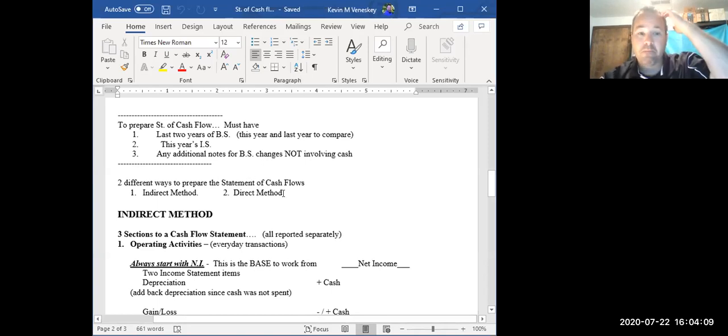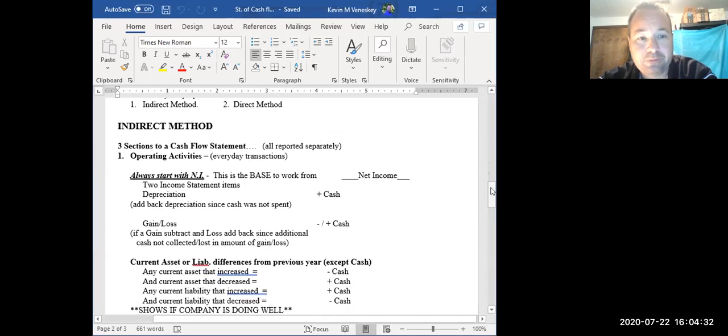Okay, there are two methods to doing the statement of cash flows, the indirect and the direct. We're going to focus on the indirect method the most, and then we're going to finish up with the direct method, and you're going to see that the difference only lies in one section out of three. The other two sections are pretty well identical. So when we start off with the indirect method, it has three parts. Just like the balance sheet has three parts, assets, liabilities, and owner's equity, this one has three parts as well. They're just called something different. They're called the operating, the investing, and the financing.